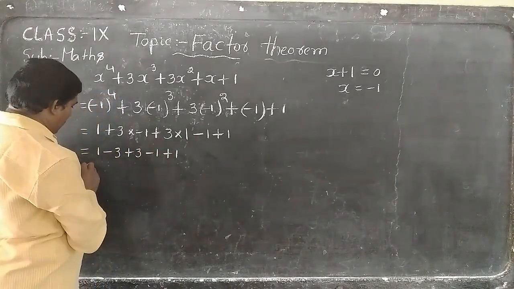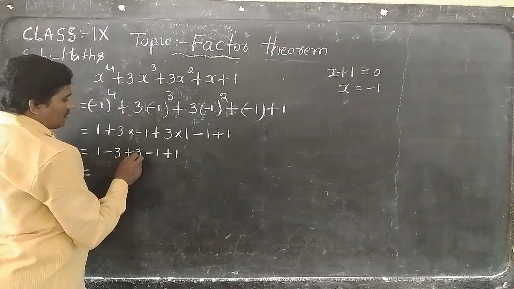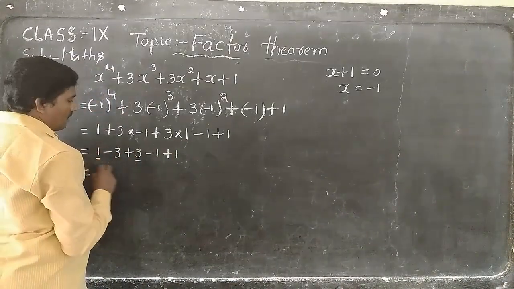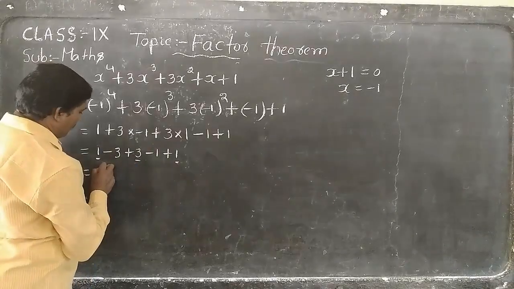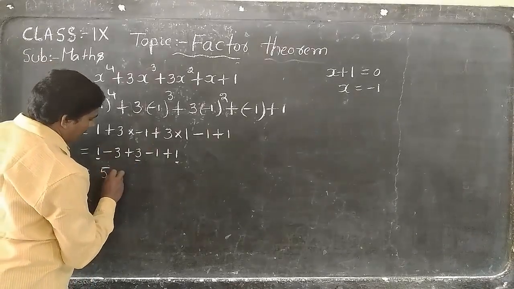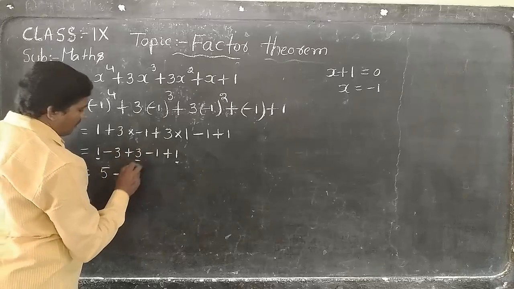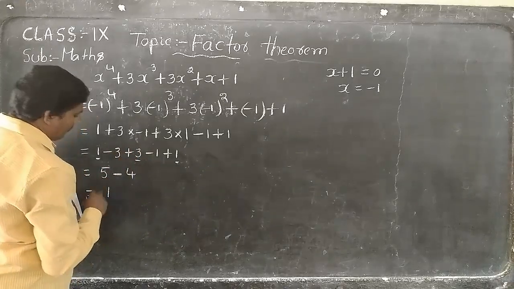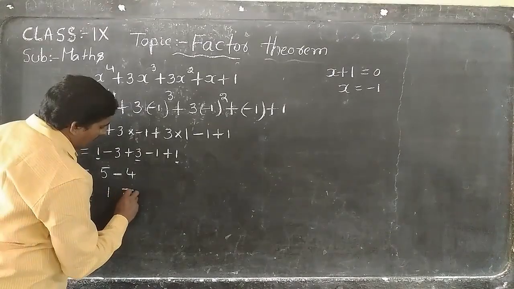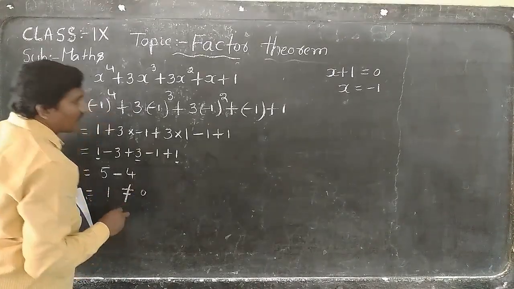We should add all positive values. 3 is positive, 1 is positive, 1 is positive. 3 plus 1 is 4, 4 plus 1 is 5. 5 minus the negative values, minus 3 minus 1, minus 4. So 5 minus 4 is 1. So it is not equal to 0.